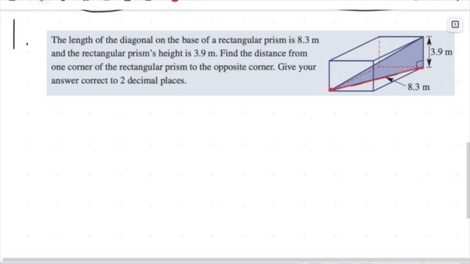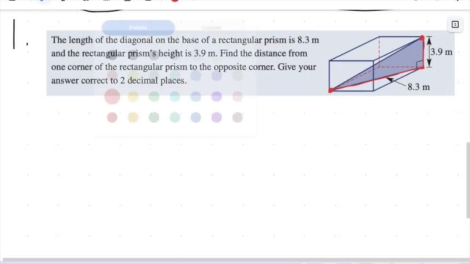And the rectangular prism's height is 3.9 meters, so up here. Find the distance from one corner of the rectangular prism to the opposite corner, and give your answer correct to 2 decimal places. So what they mean here is, well, one corner up the top, can we find the difference between that one and say this one down on the bottom left corner that I've already drawn?